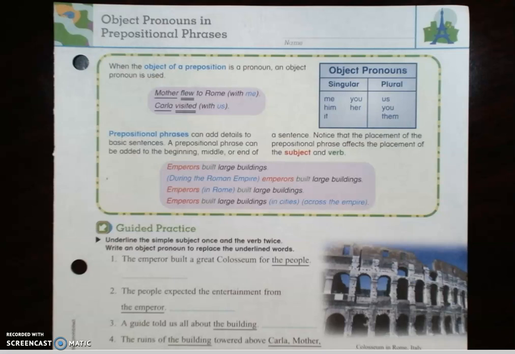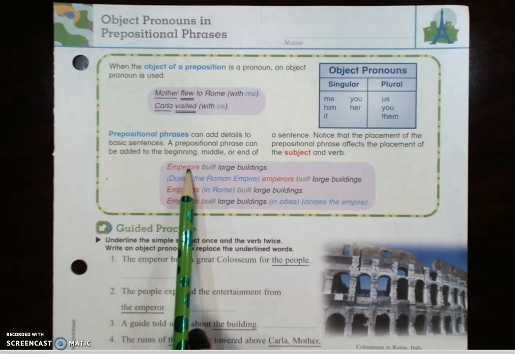So, let's look at the next sentence. It says, prepositional phrases can add details to basic sentences. A prepositional phrase can be added to the beginning, middle, or the end of a sentence. Notice that the placement of the prepositional phrase affects the placement of the subject and verb. Most of the time, subjects are at the beginning of the sentence, and we've talked about that this year. Most of the time. This is a good example of how the subject doesn't always have to be at the beginning of the sentence, because let's look at this.